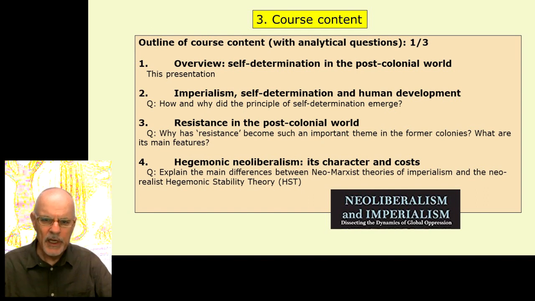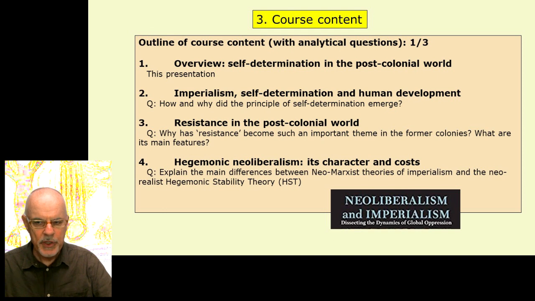Fourthly, hegemonic neoliberalism, its character and costs. This is about what has been called neoliberalism in the late 20th century and the early 21st century, but we have to link it into the ongoing reality of imperialism, particularly in Western discourses, to try and justify new forms of domination. And the analytical question here is, let's explain the main differences between neo-Marxist theories of imperialism, which emphasized the role of huge monopolistic companies, and the neo-realist North American theory of hegemonic stability, which was trying to compete with the neo-Marxist theories.